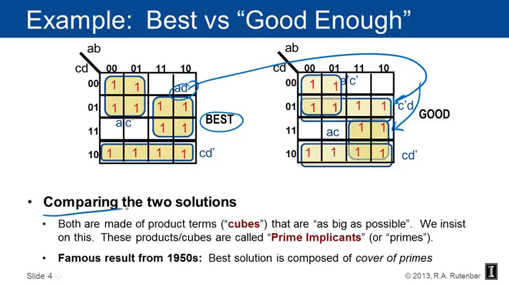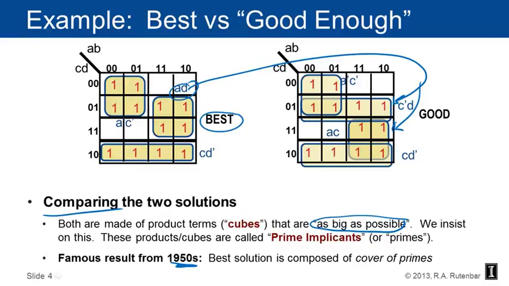And if you were to compare these two solutions, what would you notice? Well, they're both made of product terms, which we now know we can call cubes, that are as big as possible. That is to say, I cannot take any of these things that I've circled in the Karnaugh map and make them bigger. We insist on this. These things in this form are called prime implicants. Roughly speaking, an implicant is anything you can circle in a Karnaugh map, and a prime implicant is a product, also a cube, that's as big as possible. I can't make it any bigger. And there's a very, very famous result from the 1950s that says the best solution is always composed of a cover of primes, which is to say a bunch of things you can circle on a Karnaugh map that are each as big as they can possibly be.